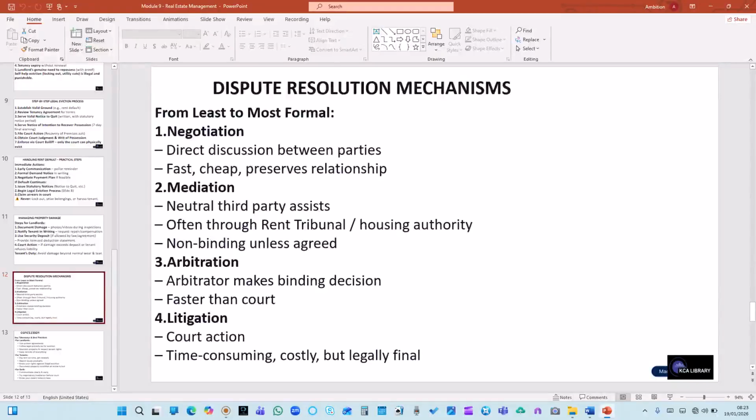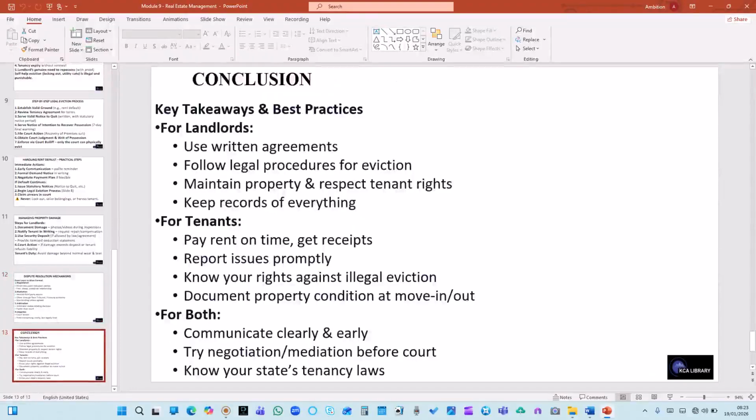Then the fourth mechanism is litigation, which involves the use of court. So the court will now settle the action. This method is time consuming and mostly expensive, but it is legally final. It's legally the final approach. In conclusion, let us look at the takeaways and best practice.